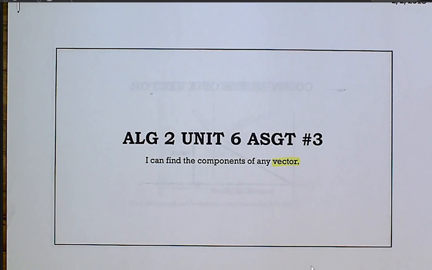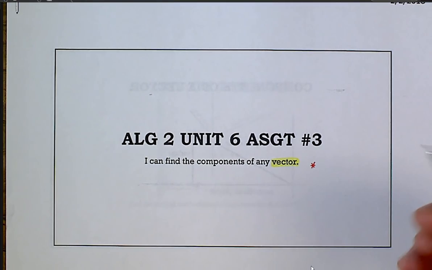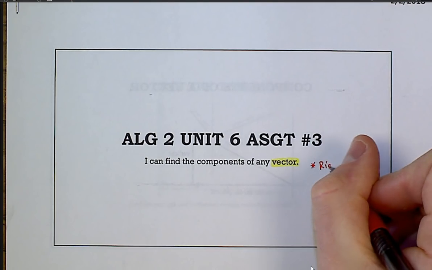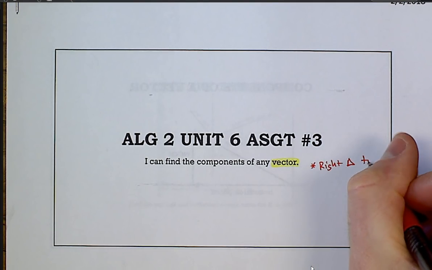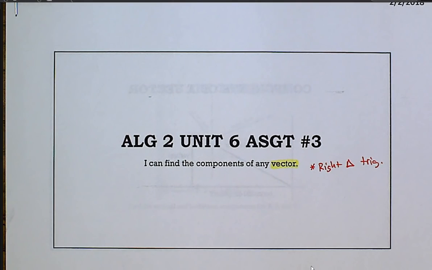And to be honest with you, all vectors really are is just right triangle trig. All you're going to be doing is working with a right triangle, finding angle measures, finding sides, things that you've already done. I like to explain vectors as an association, an application of your right triangle trig work.